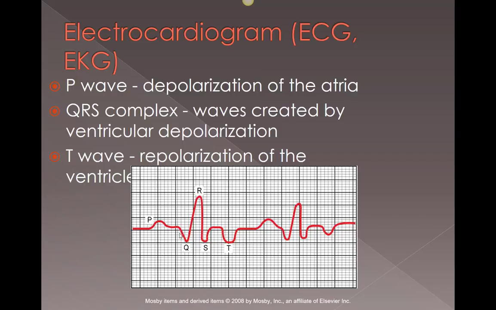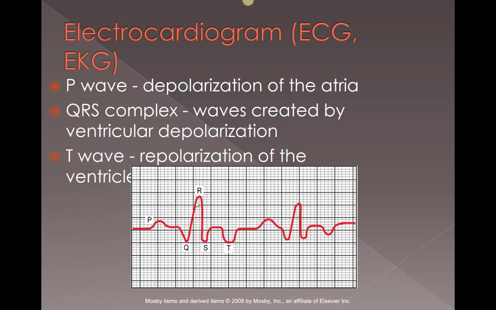And so this is a P, a QRS, and a T. The P wave is depolarization of the atriums right here. On a dog, you're going to see the P wave whenever the atriums contract. And it's kind of small because the atriums aren't as much muscle as the ventricles are.